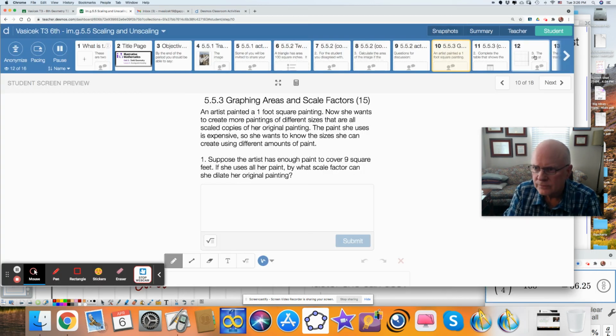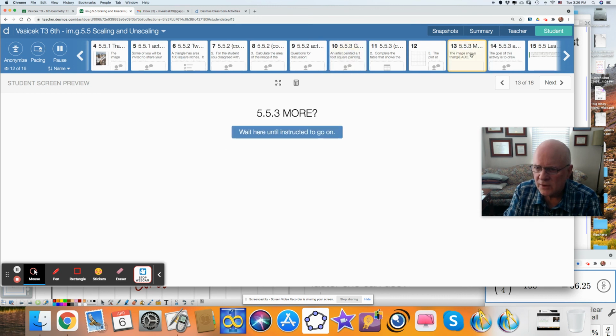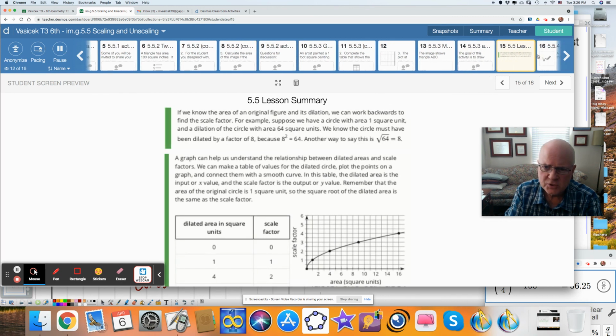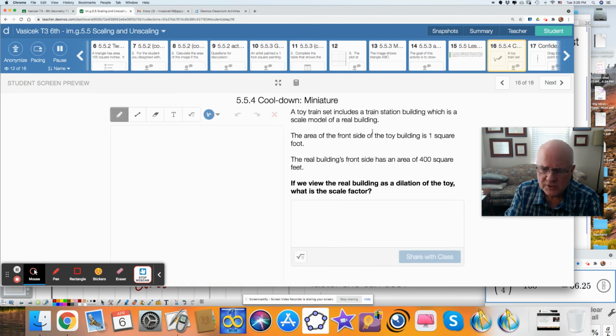Where are we? There is an activity synthesis and a lesson page that you should read when you do this problem. And then for the close down, you have this toy train set.